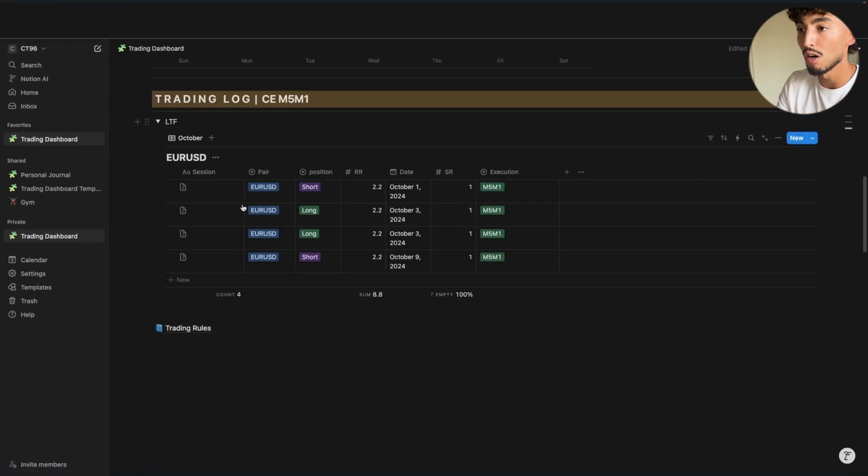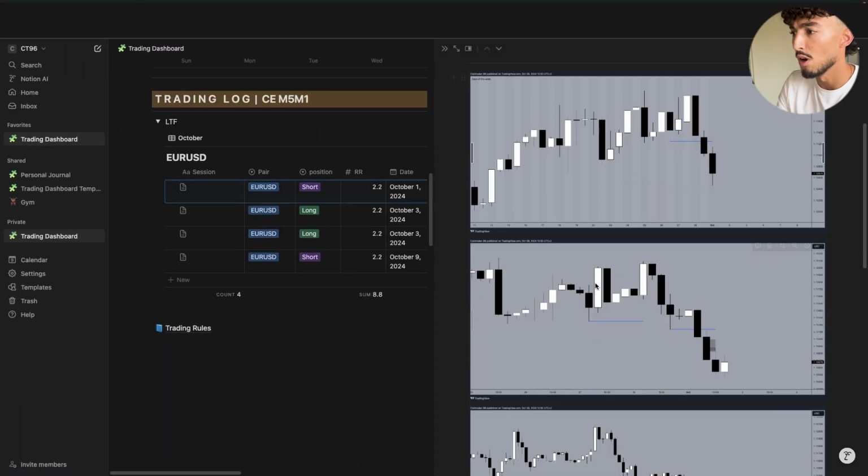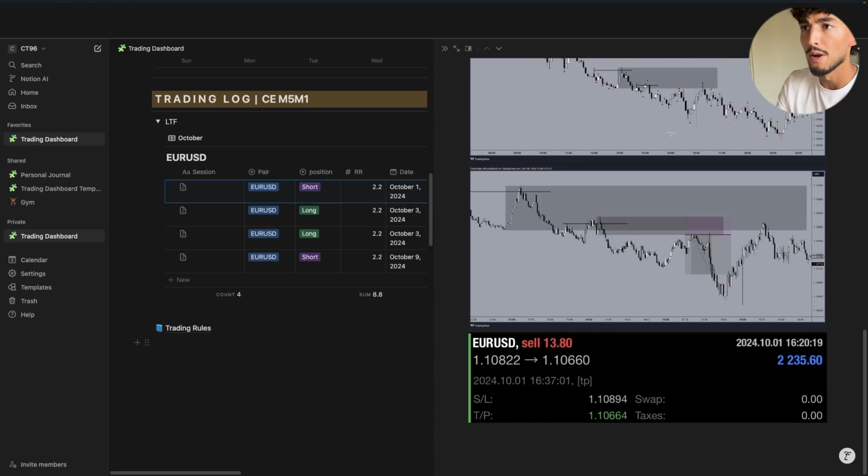Here are my trades, here's my trading log, and I also log my trades, of course. Here are all the screenshots, breakdowns, anything like that. So yeah, let's start off.